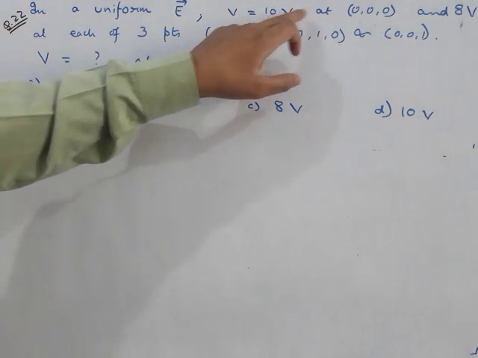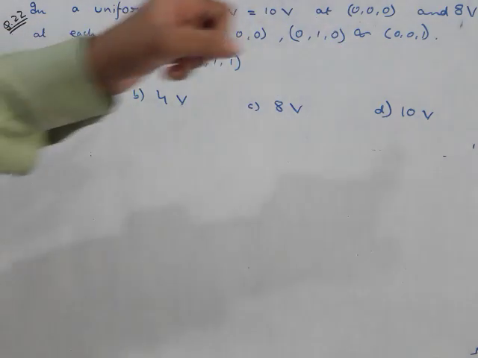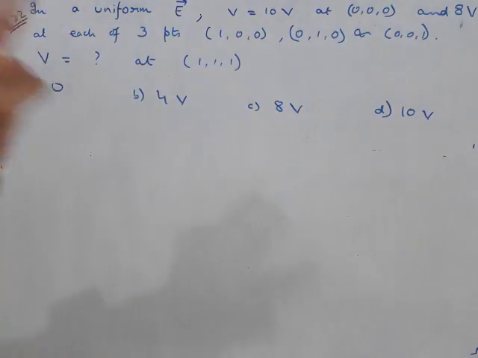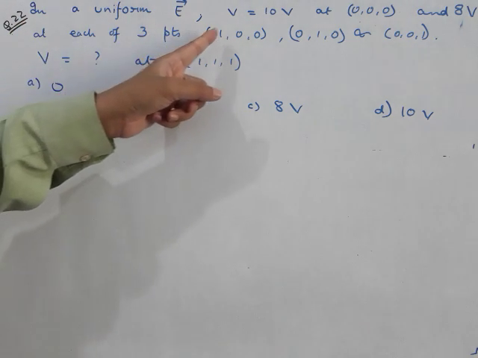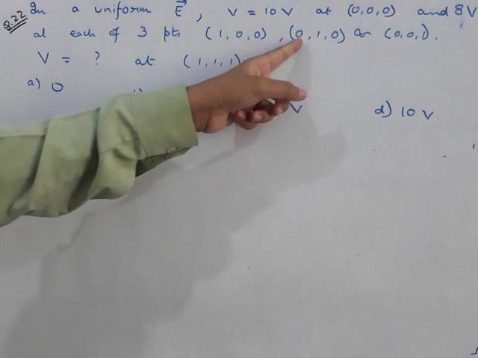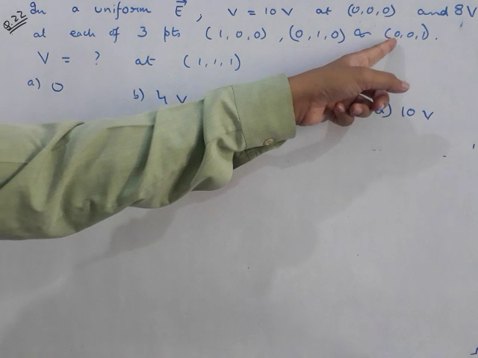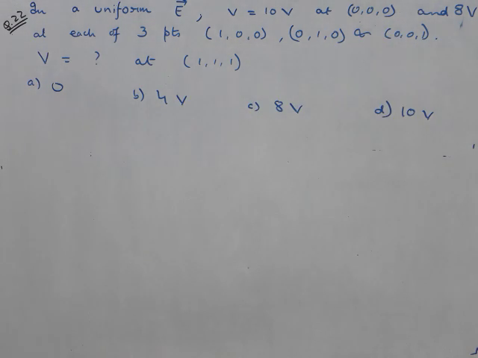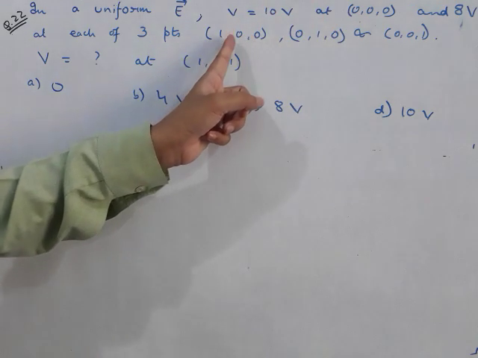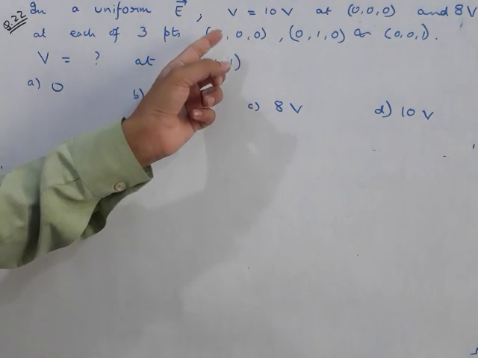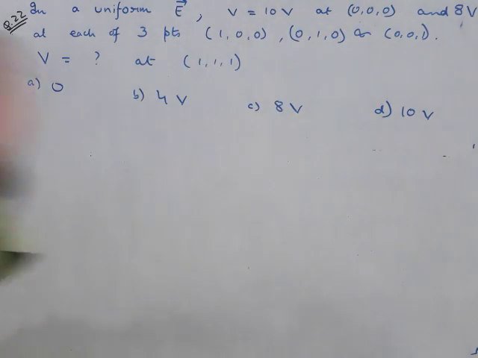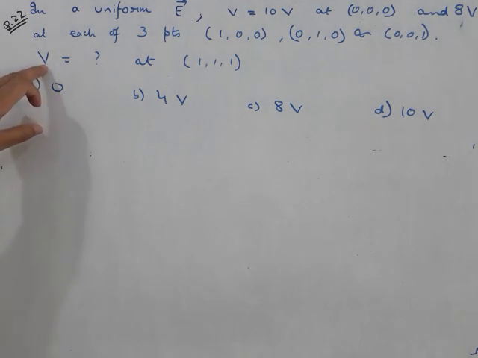is 10 volts at origin and it is 8 volt at 3 points. Each of the 3 points, 1 0 0 on x-axis, 0 1 0 on y-axis, 0 0 1 on z-axis. So potential is given at origin and at distance of 1 unit along x, y and z axis. Question, it is asked, what is the value of the potential at a point 1, 1, 1.